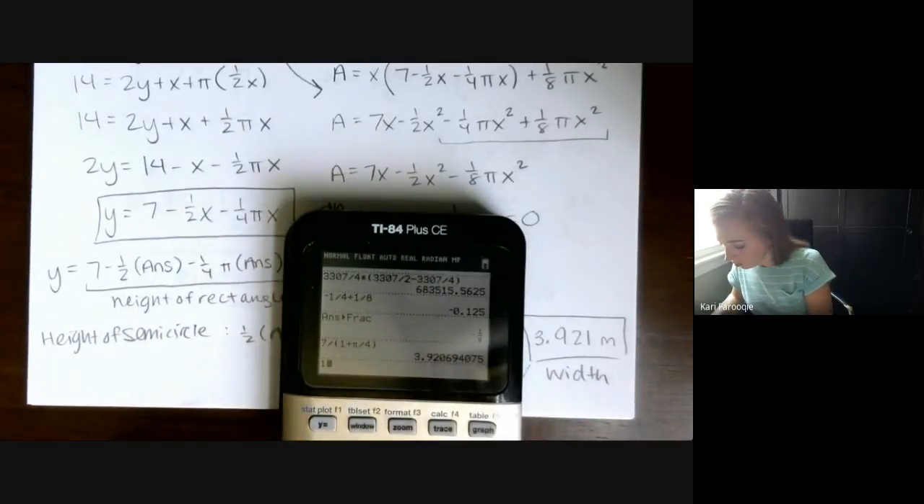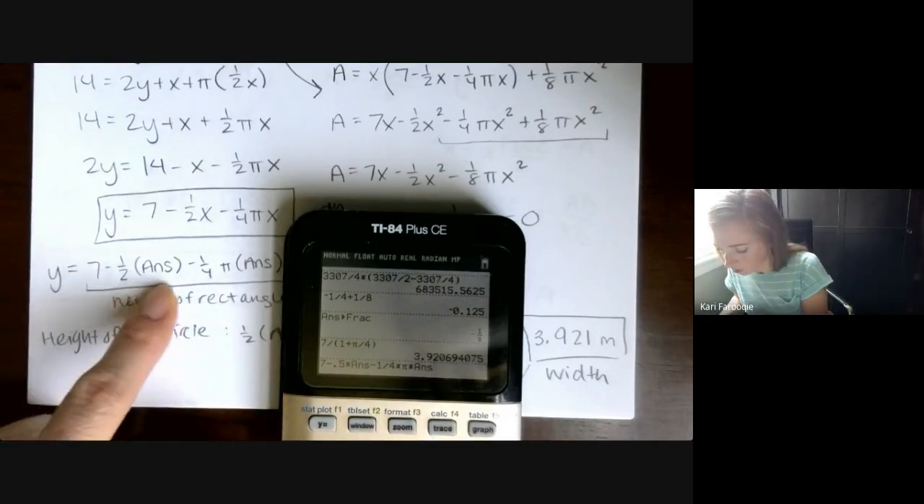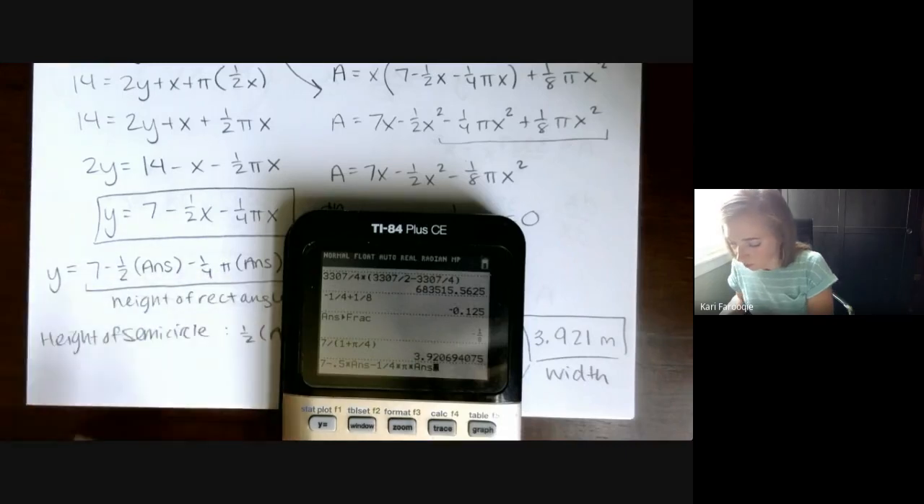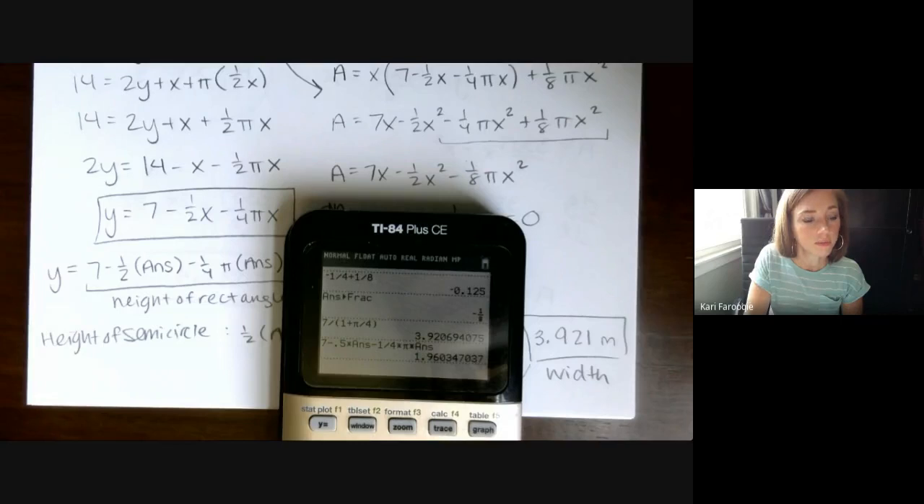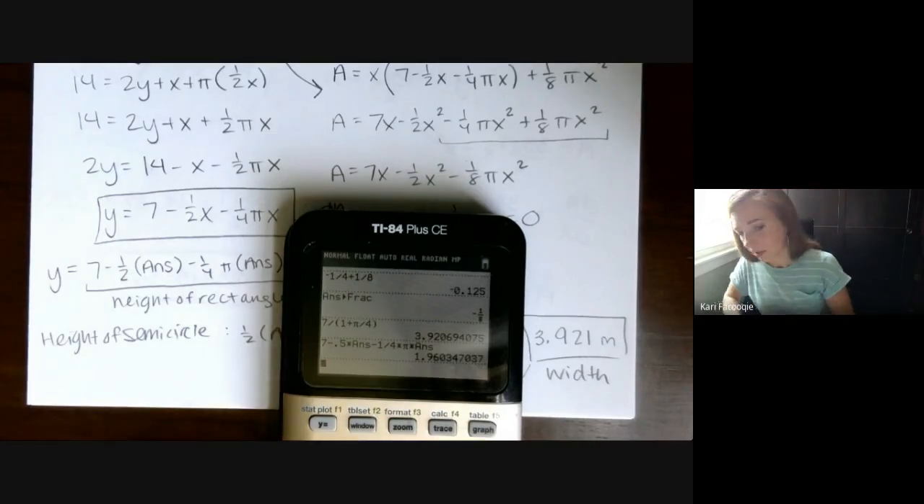So let's see. I'm doing 7 minus 1/2 times my answer minus 1/4 times pi times my answer. 7 minus 1 times the answer minus 1/4 times pi. And this will give me the height of the rectangle, which is 1.96, which appears to be the answer they're looking for. So I'm going to leave it there.